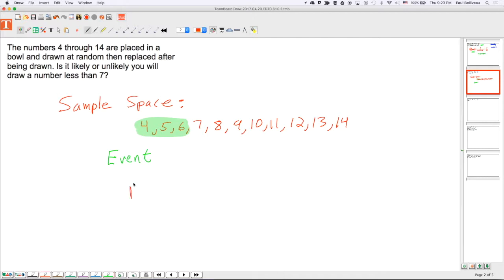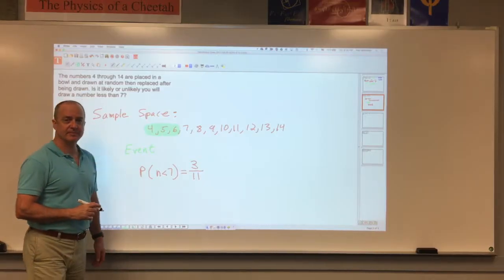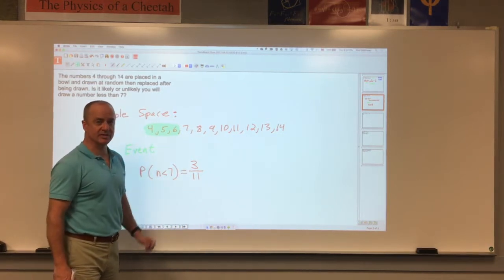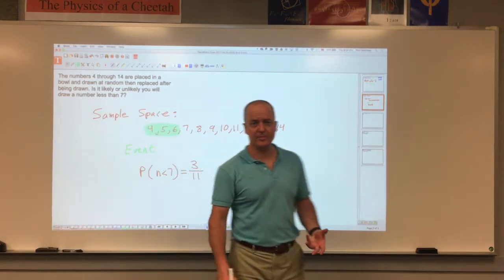So the probability of pulling out a number that is less than 7 is equal to the 3 ways our event can occur, you pull out a 4, 5, or a 6, divided by the 11 things total in our sample space. Number of ways your event can happen, divided by number of things total that can happen. That's how you find the probability.